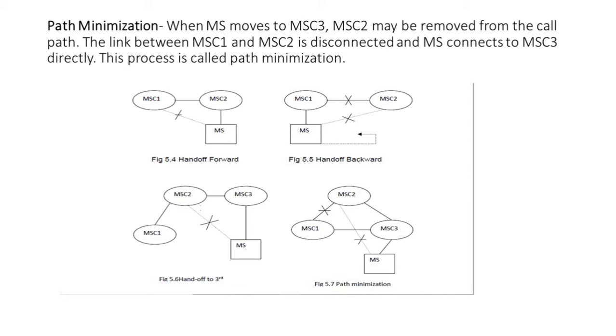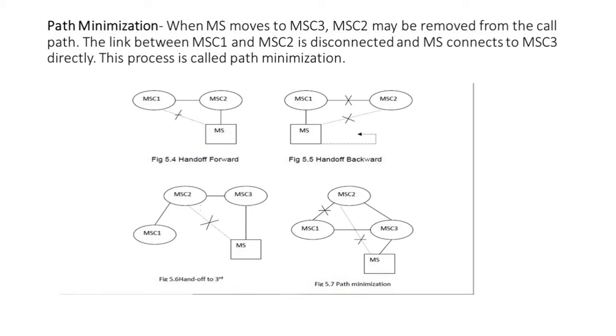Whenever we try to move from one location to another, and we see that there is a network-free, congestion-free path from one station to another, why would we go through the middle station? So if the MS is now moving to MSC3, then MSC2 will be removed from the path because that would be a longer route. The link between MSC1 and MSC2 is disconnected and the MS connects to MSC3 directly. This process is known as path minimization.